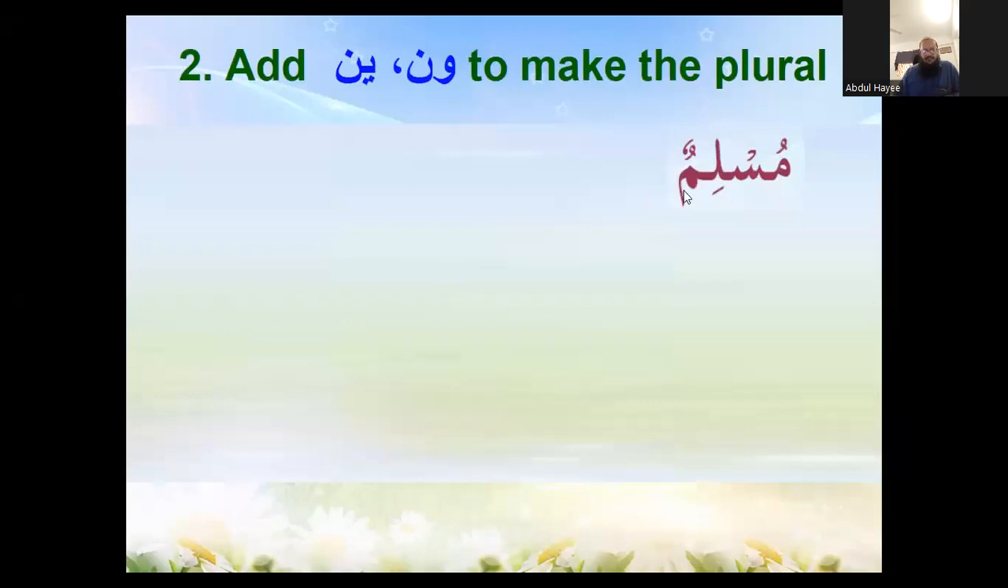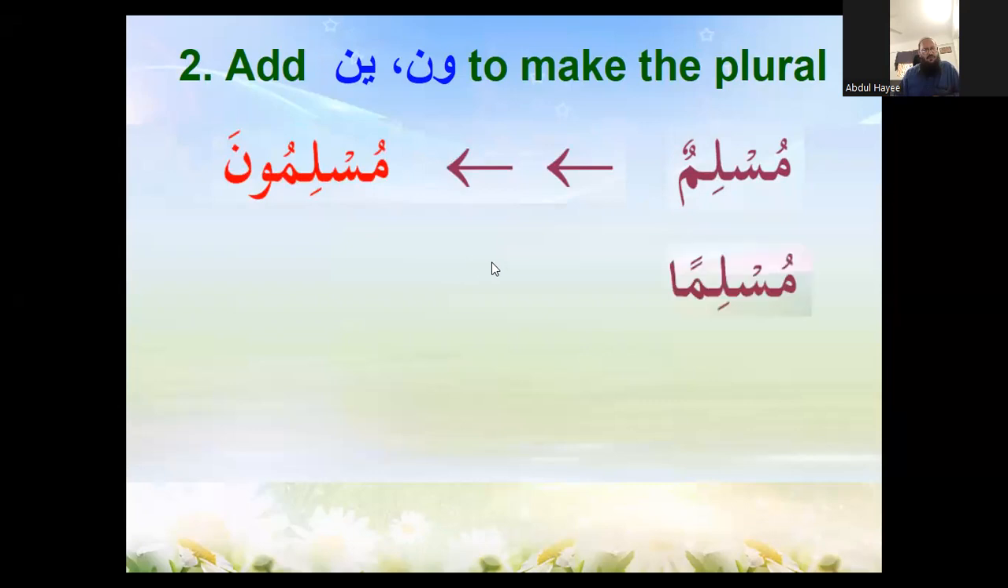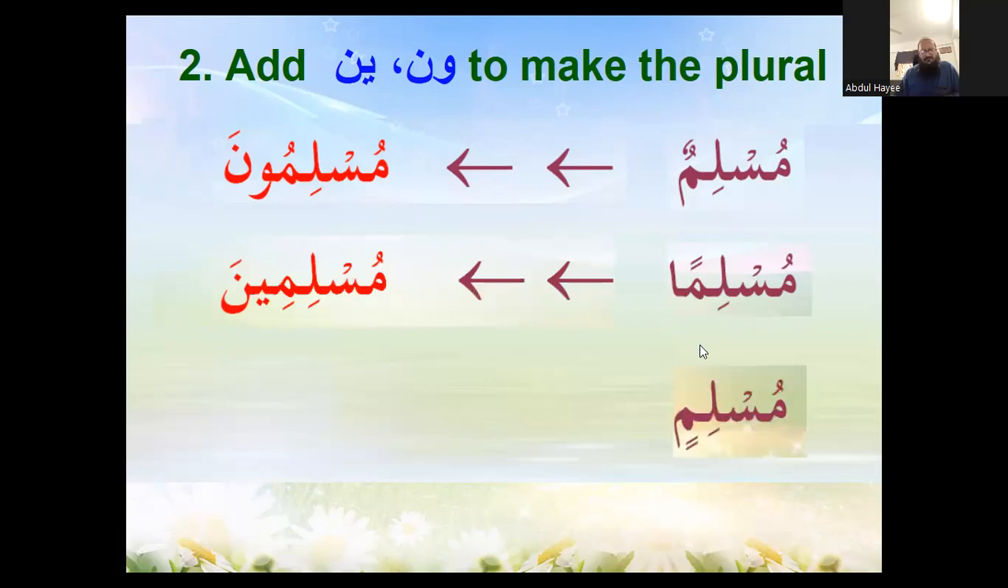Okay. We have the word Muslim with double dhamma and we want to make a plural. We will add waw, and it will become Muslimun. If we have Musliman with double fatha, we will add ya, and it will become Muslimin. If we have Muslimin with double kasra, we will add ya again and it will become Muslimin. So the way of making plural from a noun, one simple method: when it has double dhamma, waw noon is added. When it has double kasra or double fatha, we add ya noon.